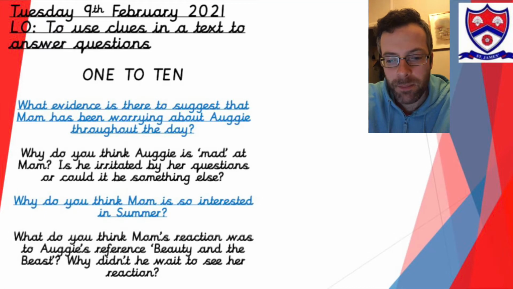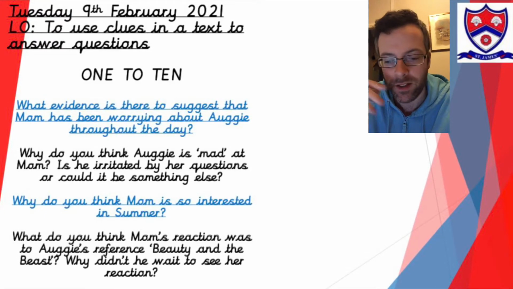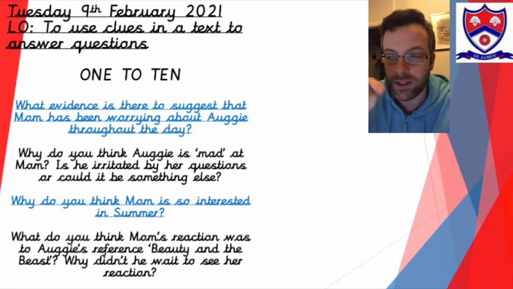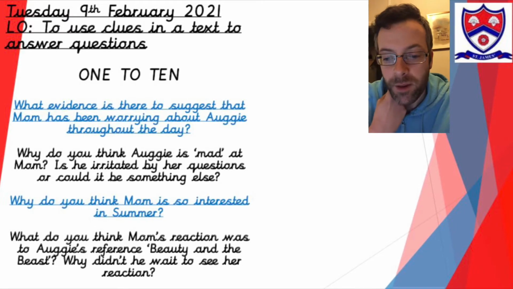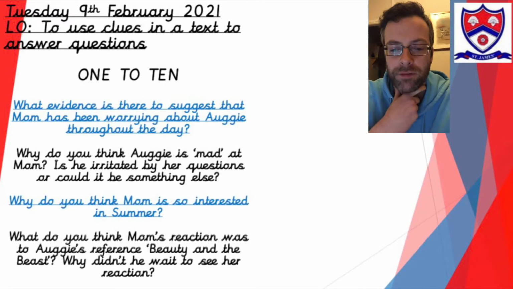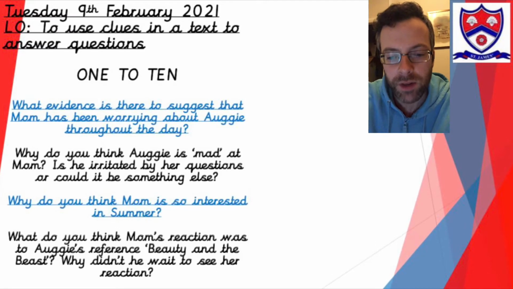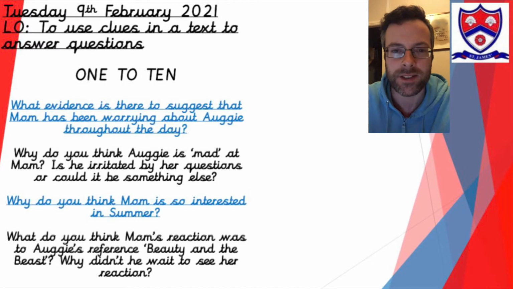Why do you think Oggy is mad at Mum? Is he irritated by her questions, or could it be something else? Just have a little think about that. Why do you think Mum is so interested in Summer? That's what I want you to do, the answer. So I think Mum is interested in Summer because, and give me an answer. And then why do you think Mum's reaction to Oggy's reference to Beauty and the Beast? So what do you think Mum's reaction was to Oggy's comment about Beauty and the Beast? And why didn't he wait to see her reaction?